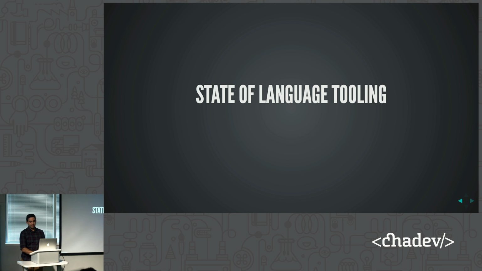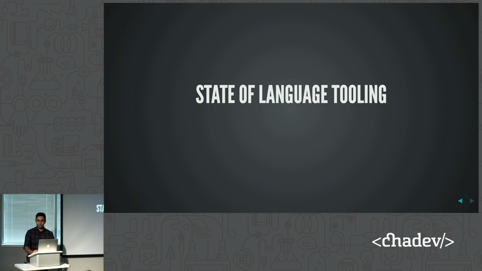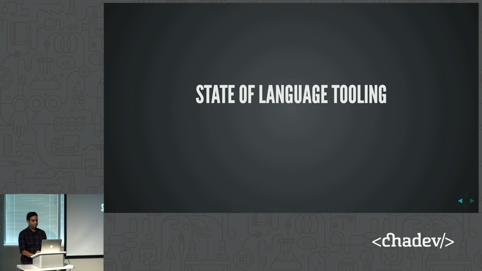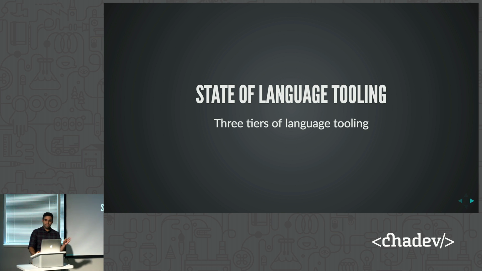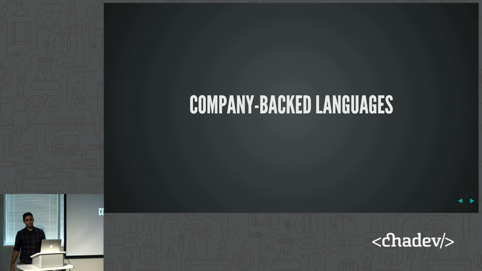So to get an idea of where we are, first it makes sense to get a state of language tooling as it exists right now. And when thinking about it, I came up with 3 tiers of language tooling. One is company-backed languages. There are popular languages that are more community-based, and niche or new languages, which are in a different state. 3 tiers.